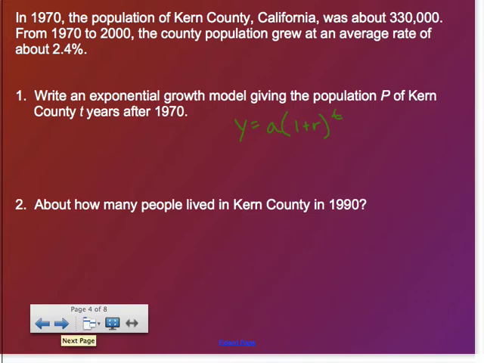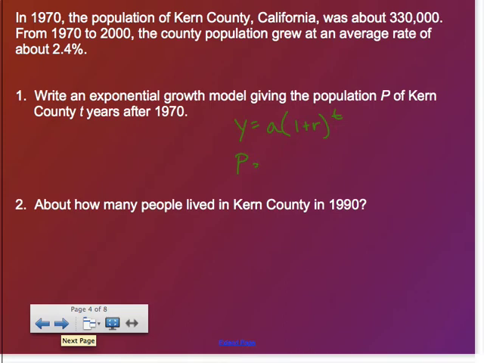Let's plug in what we know. First of all, we know that we want to leave two variables in there. From the previous slide, we know we want Y in terms of T. In this case, we're going to gear it a little bit towards the population of the problem. It says, write an exponential growth model given the population P of Kern County after T years. So Y is usually my output. In this case, I want P, my population after T years, to be my output.